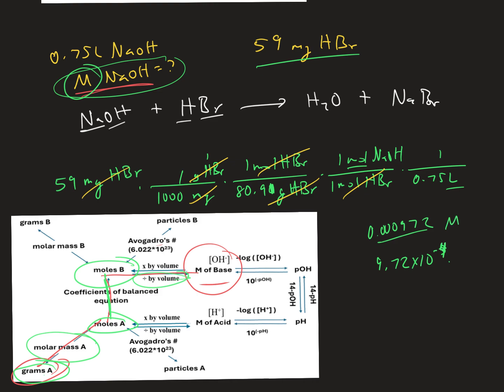And that's molar concentration of NaOH. What's your question, Amon? 59 divided by 1,000 divided by 80.9 divided by 0.75. Divide all of the things that are on the bottom, and everything on top is a 1, so we don't have to worry about that. 0.72 times 10 to the negative 9.